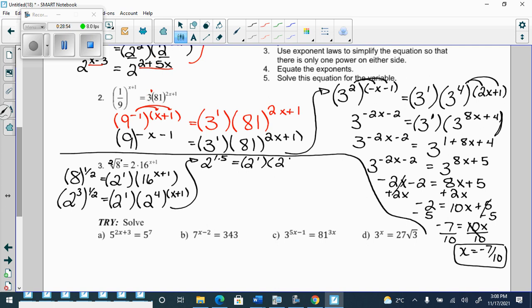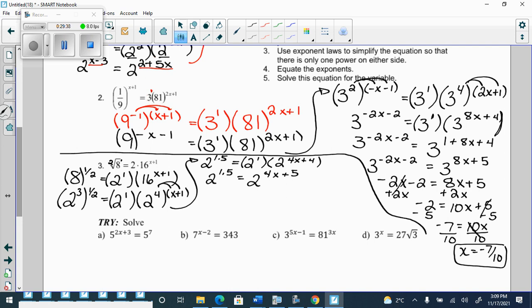What do I do before I drop the bases on that right-hand side? Yeah, you're going to have to add those exponents. Because it's 2 to the exponent times 2 to the exponent, so you add them. So we get 2 to the 1.5 equals 2 to the 4x plus 1 plus 4. So 4x plus 5. Then when we have the same base, we can put the exponents equal. So we're going to go 1.5 equals 4x plus 5.